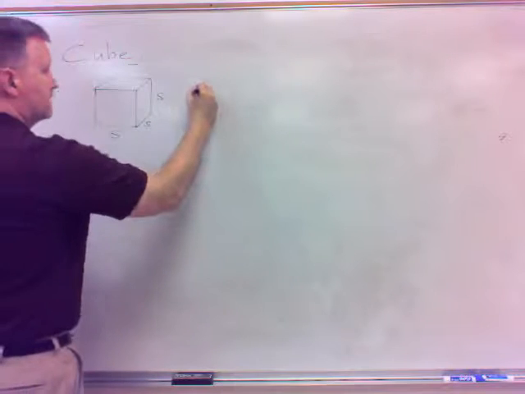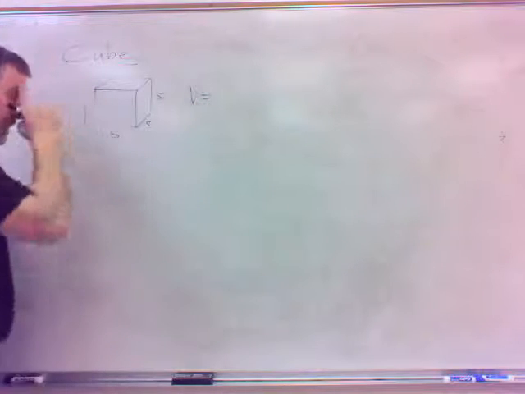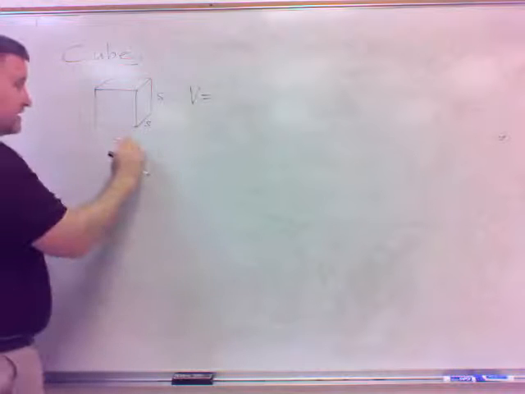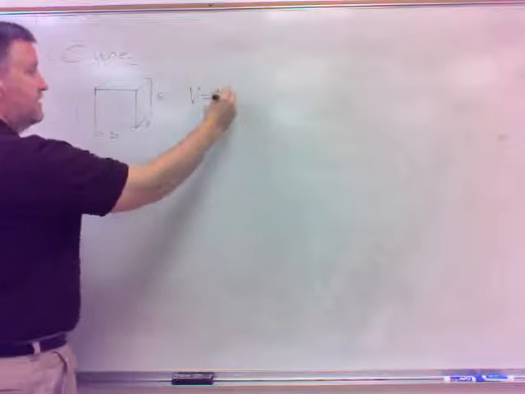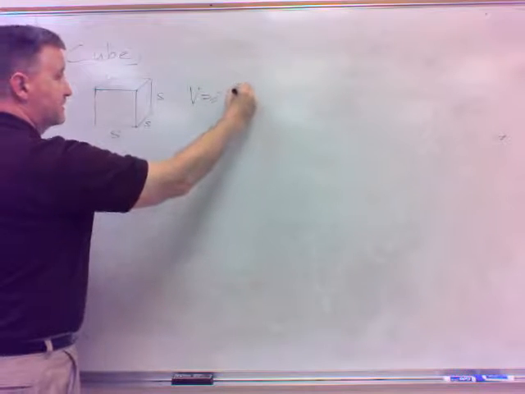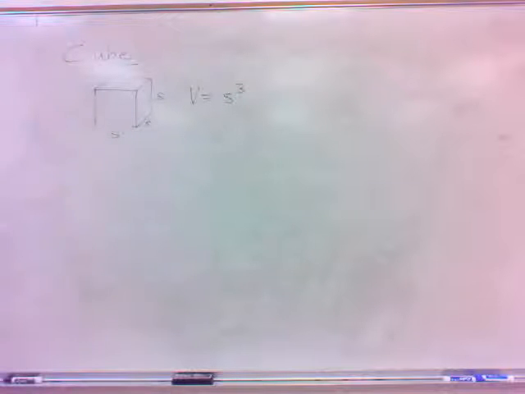So what does that mean for volume and surface area? Well, for the volume, you've got your length, width, and height, and they're all S. S times S times S, that's simply S cubed. Volume of a cube is S cubed.